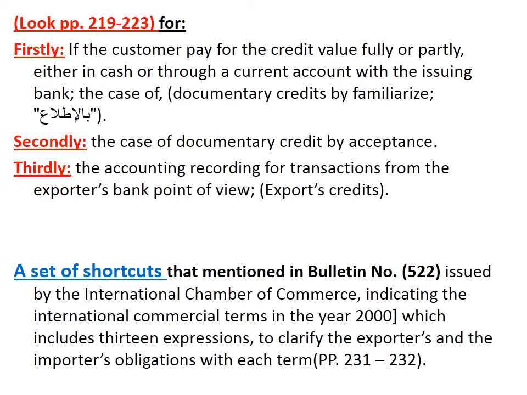Look also to a set of shortcuts that are mentioned in bulletin number 522 issued by the International Chamber of Commerce, indicating the international commercial terms in the year 2000, which includes 13 expressions to clarify the exporters' and the importers' obligations with each term. That is pages 231, 232.